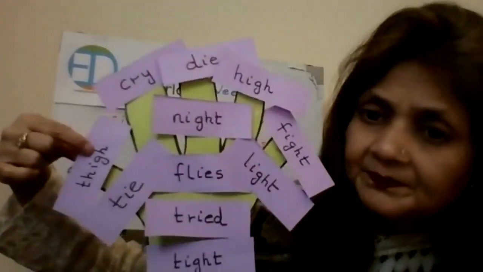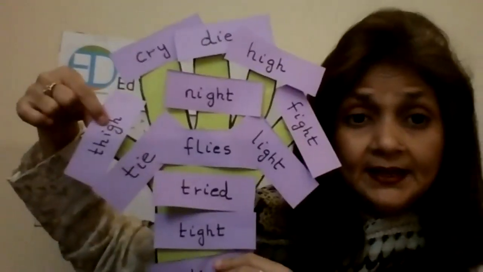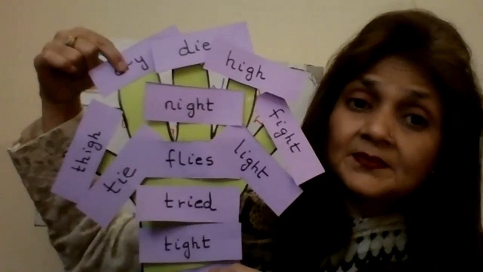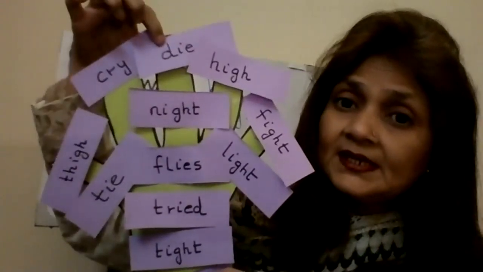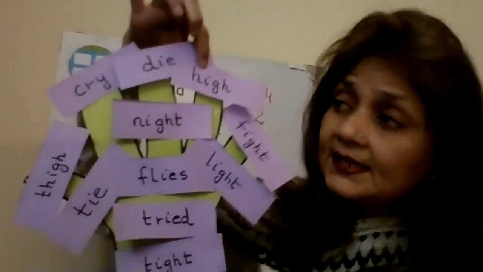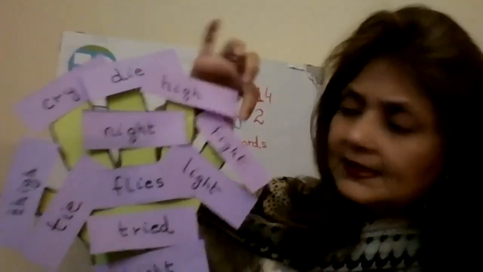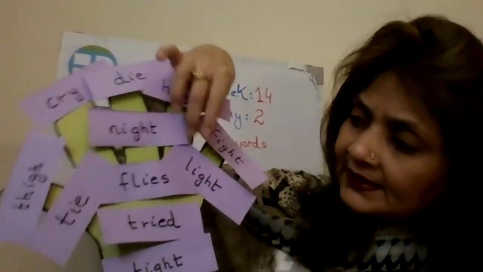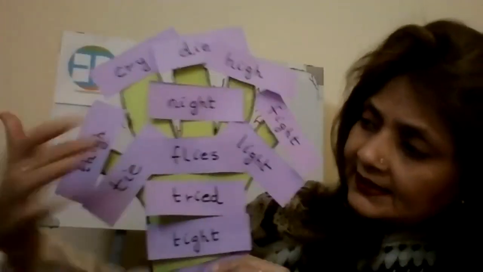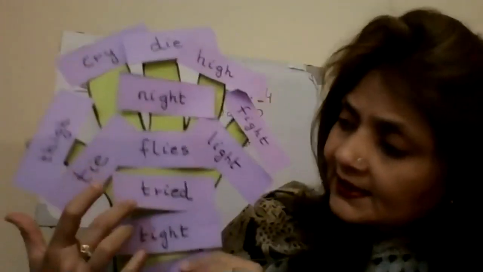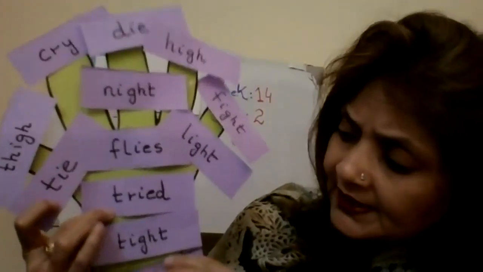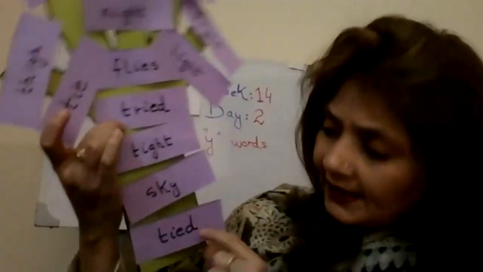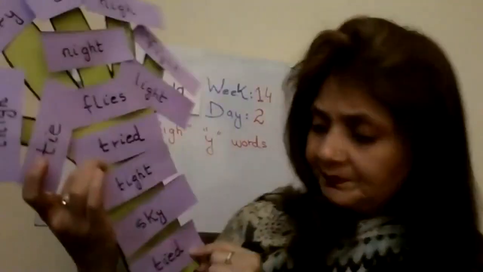What word is this? This is thigh. This is cry. This is die. This is high. This is fight. This is light. This is night. This one is flies. This one is tried. This one is tight. This is sky. And this is tide. Right?